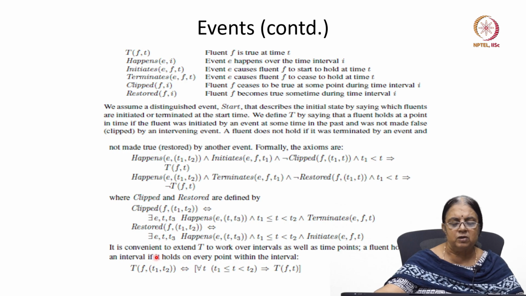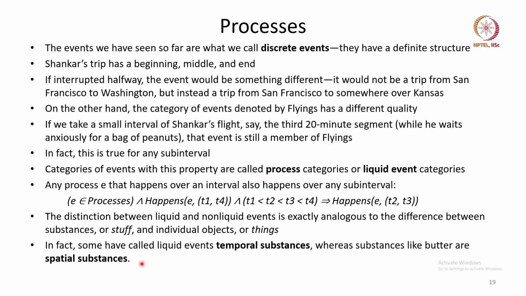So when you say T(F, (T1, T2)), which means this is true between T1 and T2, if and only if there exists some t between T1 and T2 when it is also true. So we'll stop at this point and we'll continue with the processes in the next section.